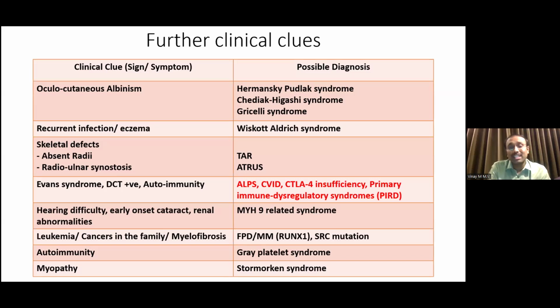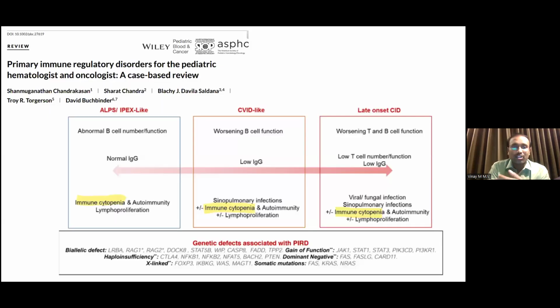Then Evans syndrome: DCT positivity and autoimmunity may be heralding some autoimmune disorder. DCT positivity in a child with ITP usually indicates that the ITP is mostly chronic. This is one of the things that has been described in the literature: more than 20% of kids with DCT positivity tend to become chronic ITP, even if they do not clinically present as Evans. Then hearing difficulty, early onset cataracts, and renal abnormality may be MYH9 related syndromes, and leukemia or cancers in the family may point towards familial platelet disorder with myeloid malignancy predisposition, autoimmunity, gray platelet syndrome, and things like that.